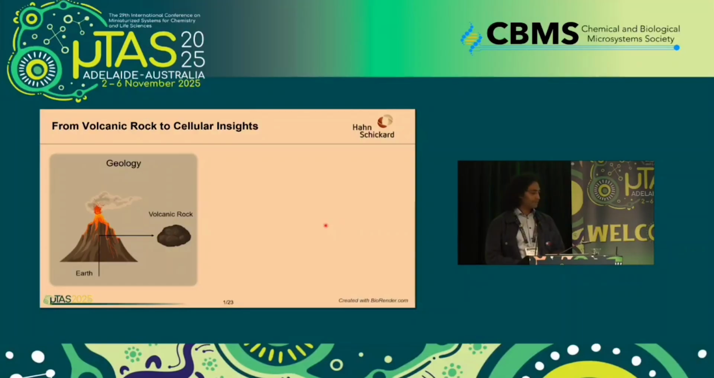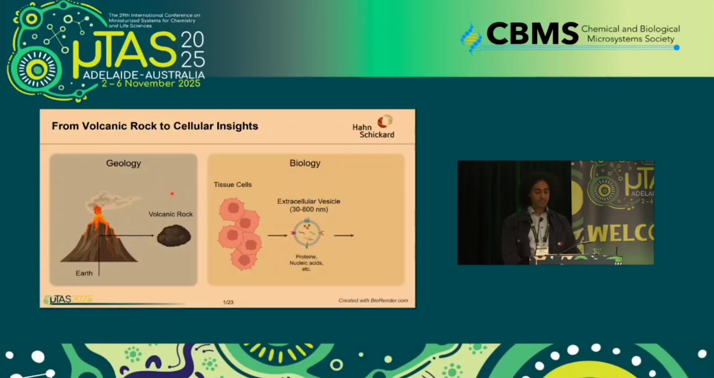When a volcano erupts, hot magma comes up from deep inside the earth, and as it cools down and turns into rock, it keeps some chemical clues which help geologists understand what's happening deep inside the earth, something they normally cannot easily see or reach. In a similar way, EVs, or extracellular vesicles, which are nanoparticles 30 to 800 nanometers big, are continuously released by all types of body cells. They carry molecules like proteins and nucleic acids, which can reflect their parent cells.